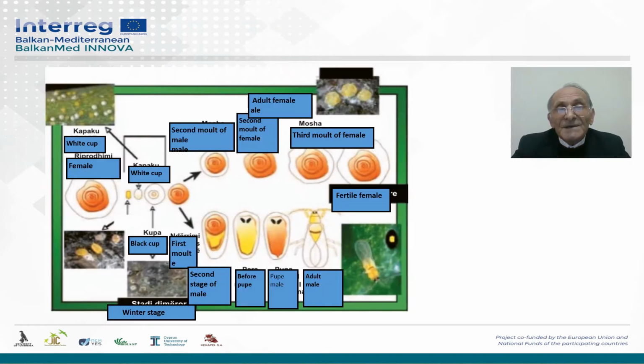Here we see the cycle of a scale. This is the California scale in the fruit trees. Especially very dangerous in the apple and in the peach, and has a very complicated biological cycle. It's important to know the more delicate stages in order to make the treatments at the right time.